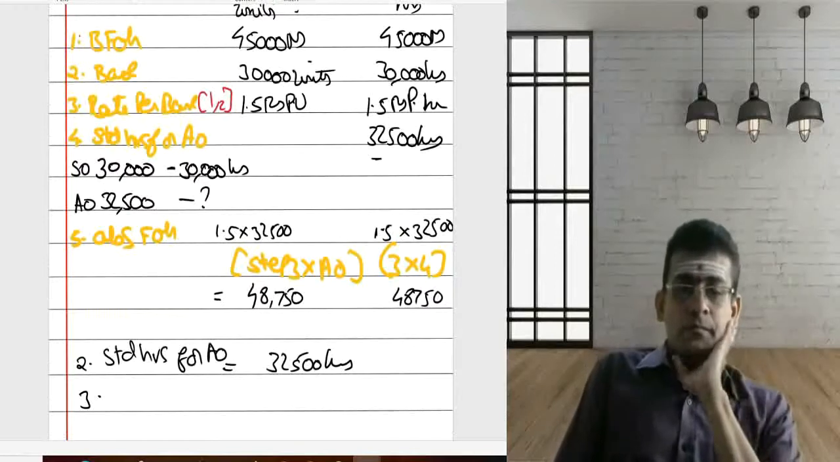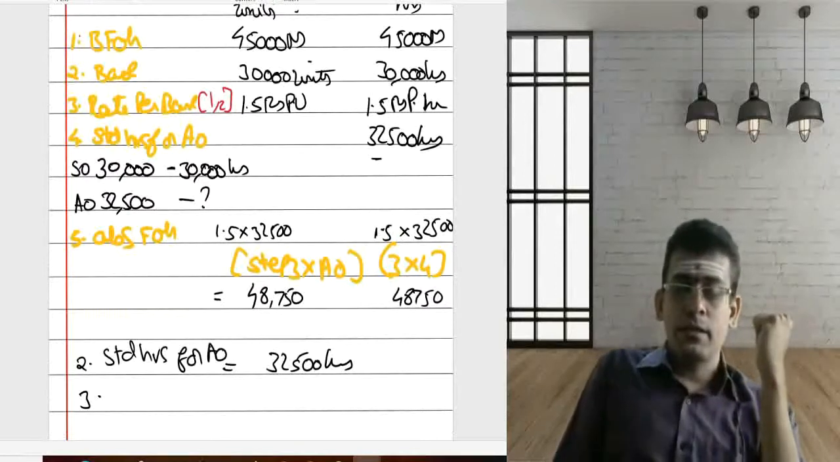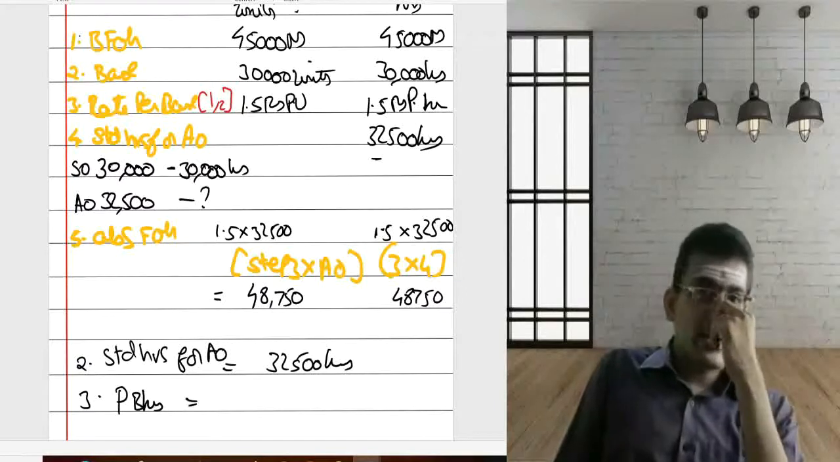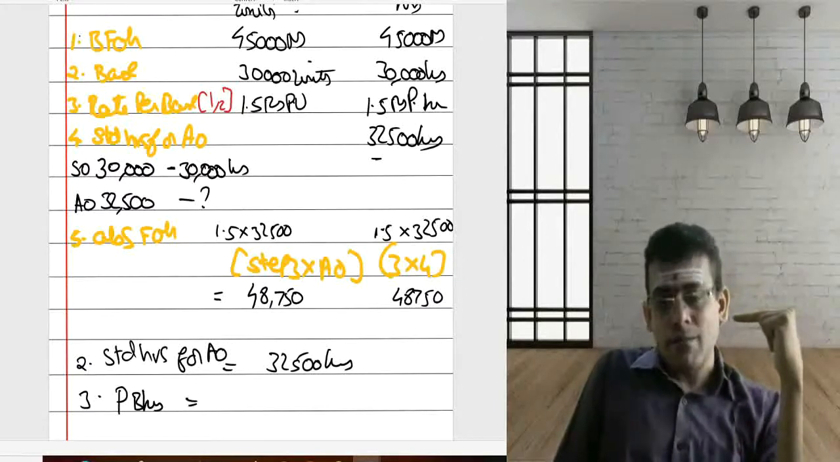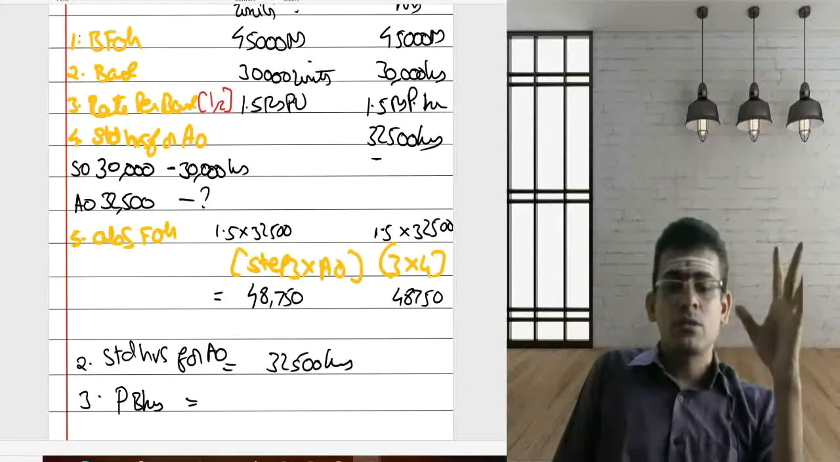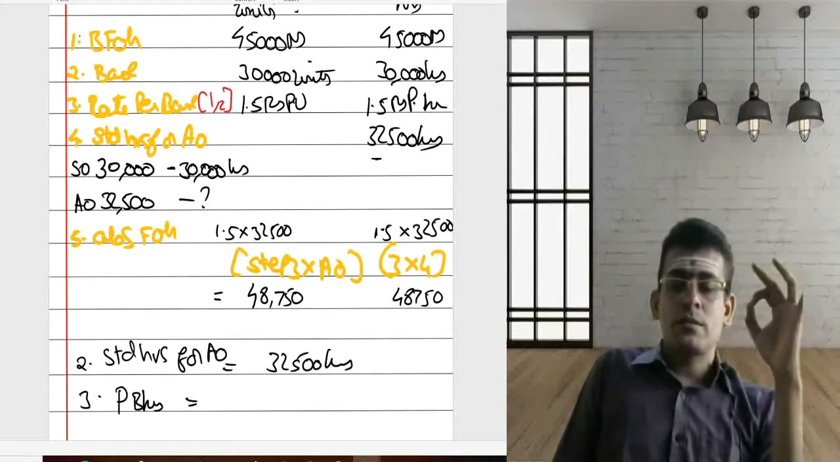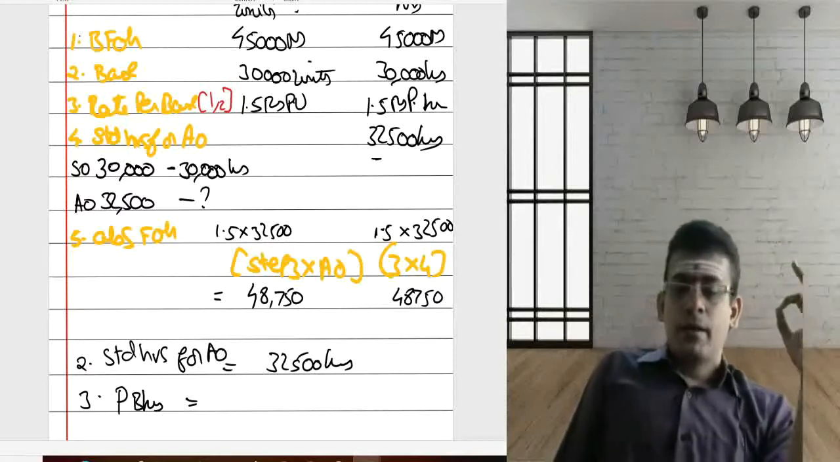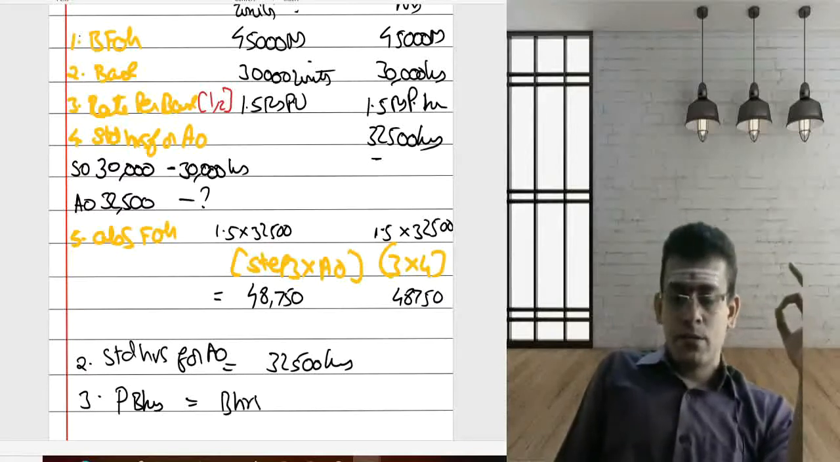Now, the third thing is nothing but your possible budgeted hours. What I have to calculate? Possible budgeted hours I should calculate. How do I calculate possible budgeted hours? Possible budgeted hours is very simple. Take your budgeted hours.